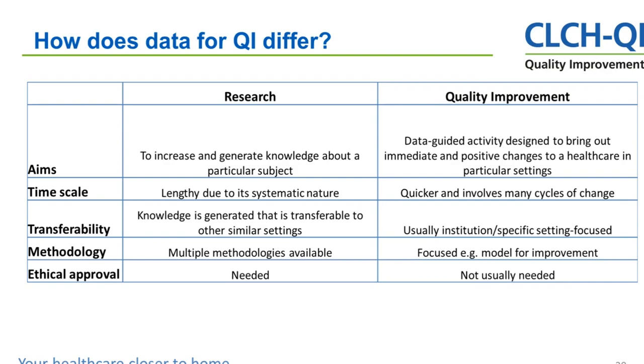The methodology for research is very expansive. There are qualitative, quantitative and mixed methods methodologies, and underlying methods for these methodologies. But quality improvement really benefits from a focused methodology, which is the model for improvement. For example, at CLCH, this is the model which we use, and a previous session from my colleague Sid explains it further. And in terms of ethical approval, none is needed for quality improvement, but it is always needed for research.